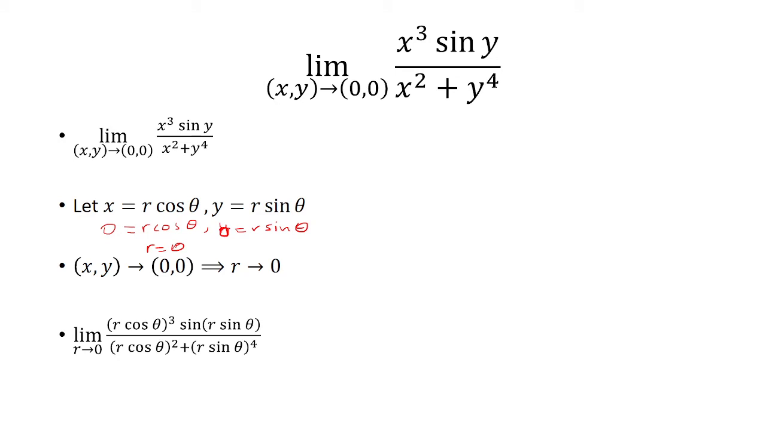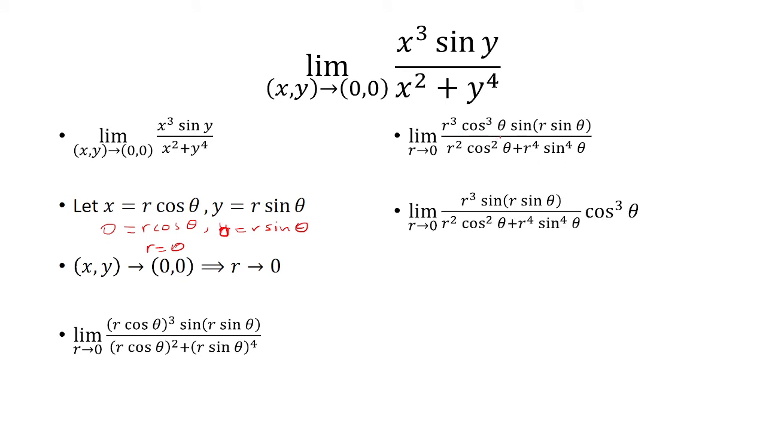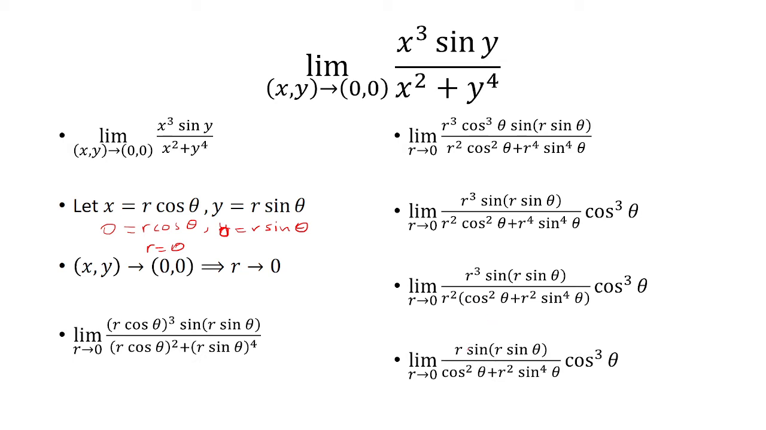Okay, so now we make the substitutions into our original limit here, and then apply the cube, square, and the fourth power. And then from here, we're going to move the cosine cubed to the side, and this is more just to better understand what I'm doing, because it's kind of all convoluted, it's all together. So the next step is to factor out an r squared in the denominator. And so we have r squared times the quantity cosine squared plus r squared times sine to the fourth. Now the r cubed over r squared just becomes r.